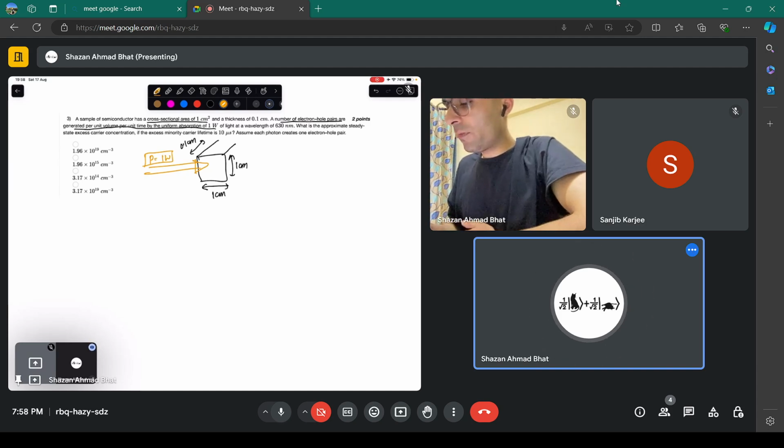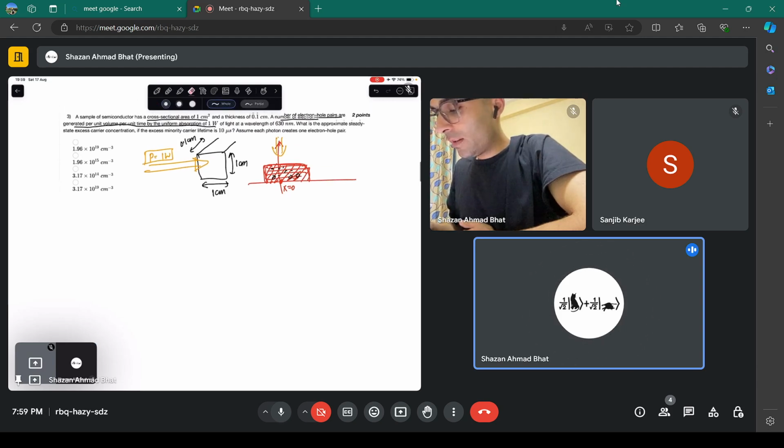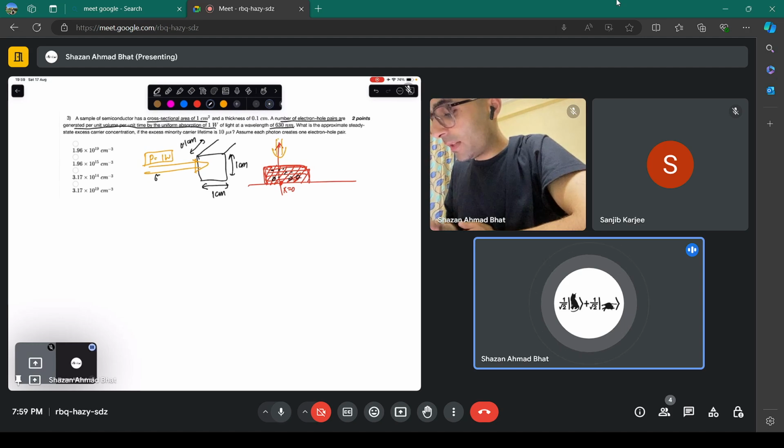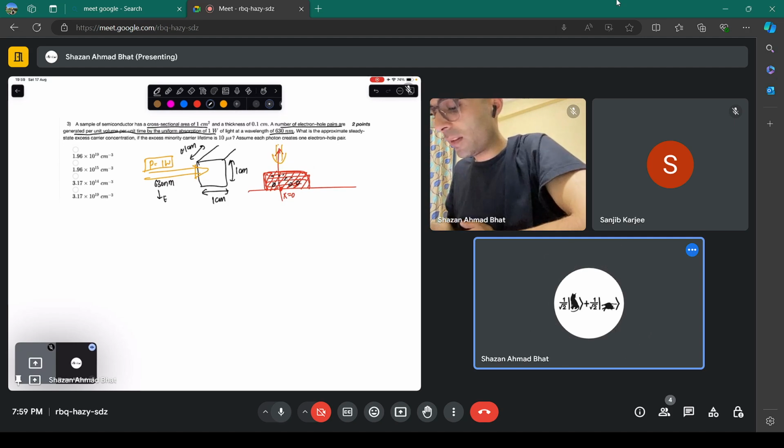There are equal numbers of electron and hole pairs generated, and they are uniformly distributed. Uniformly means that if this is at x equals 0 and you are applying light at this particular region, then the electrons and holes are uniformly distributed like this. These are electrons and these are holes. The wavelength of the light is 630 nanometers. This is going to give us the energy, I guess, but we're going to solve it. What's the approximate steady state carrier concentration?